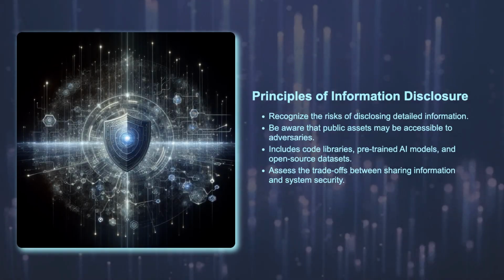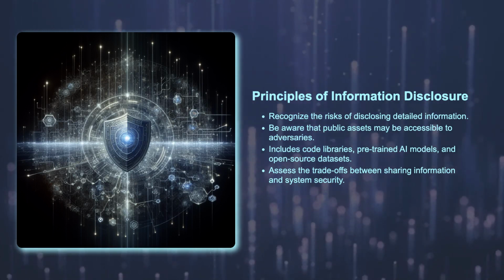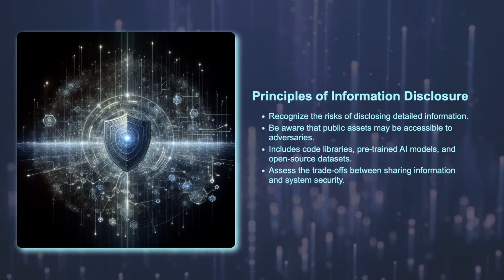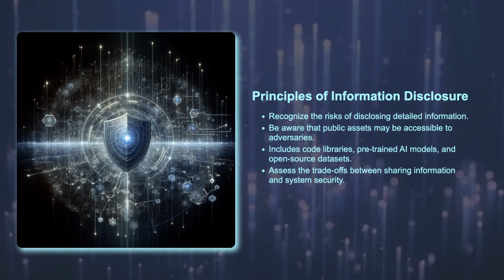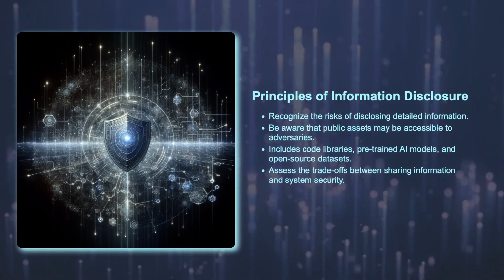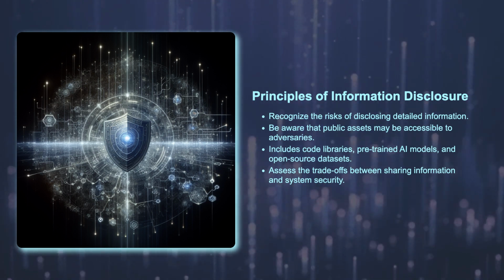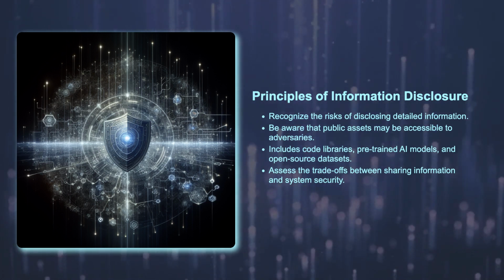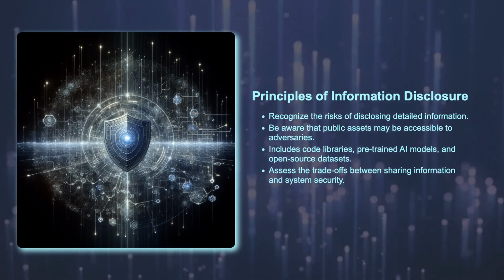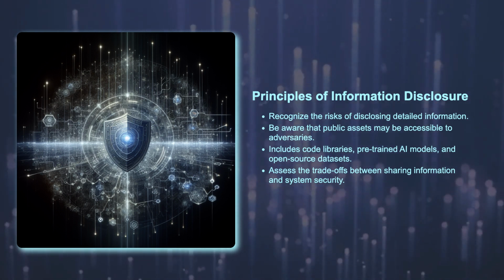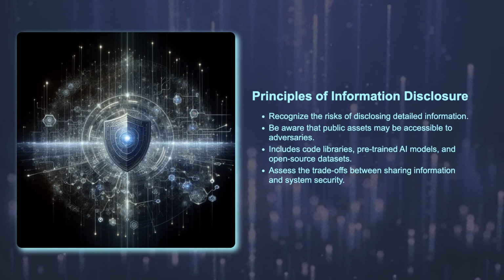What are the goals of this principle? You understand the risks of disclosing information and how releasing unnecessarily detailed information could advantage an attacker. You understand that information on any of your publicly available assets may also be available to adversaries. This could include code libraries, pre-trained models, or open-source datasets. You can make a balanced assessment of the benefits and risks of sharing information about your systems.